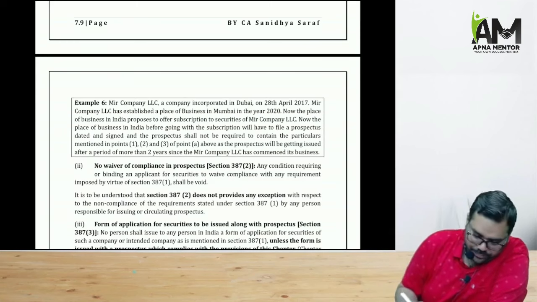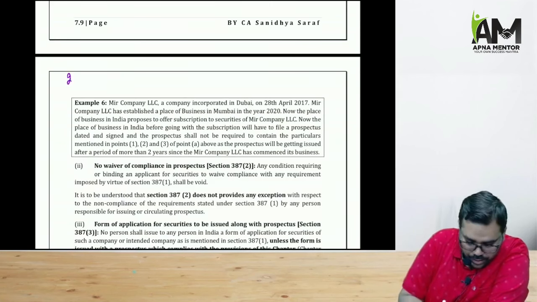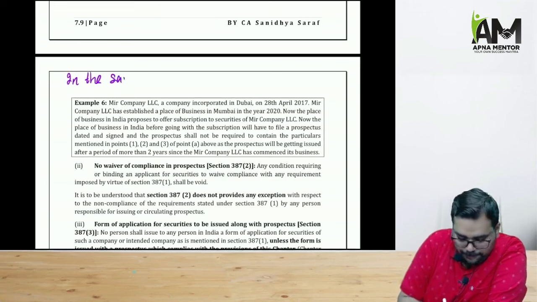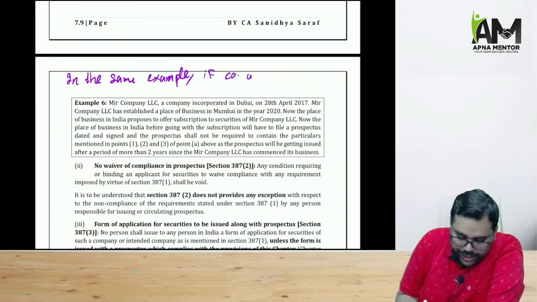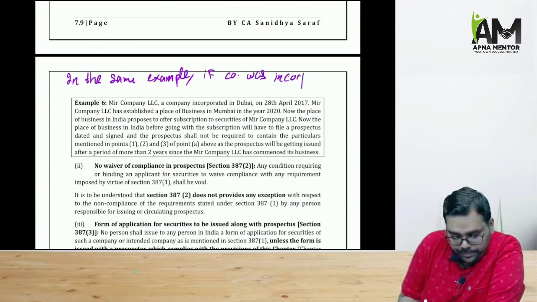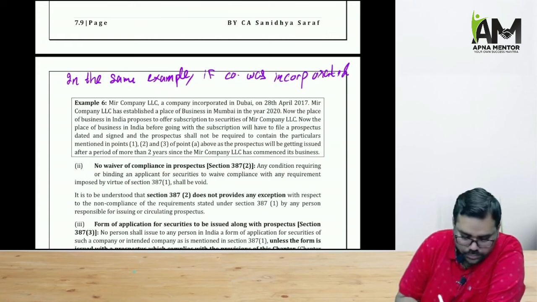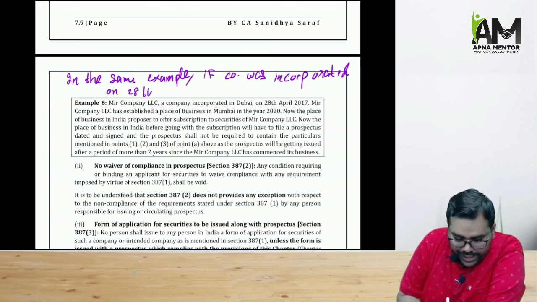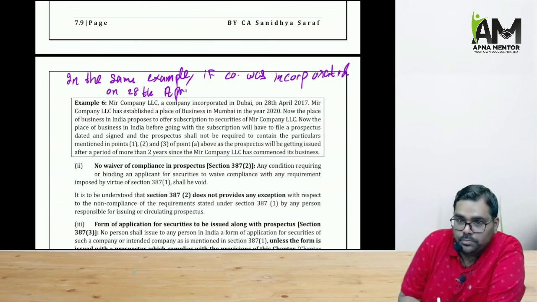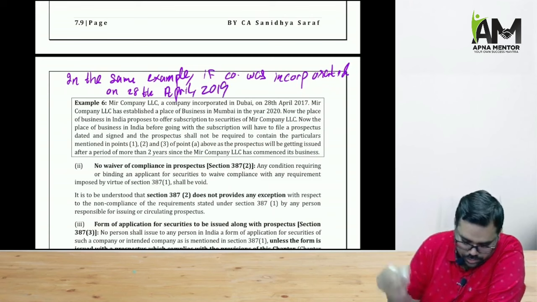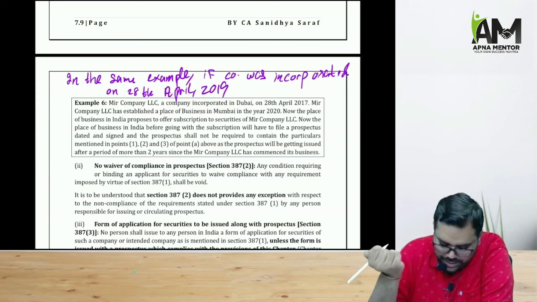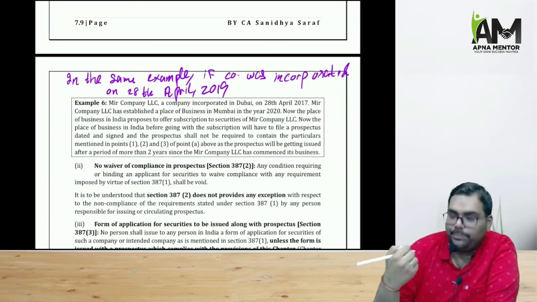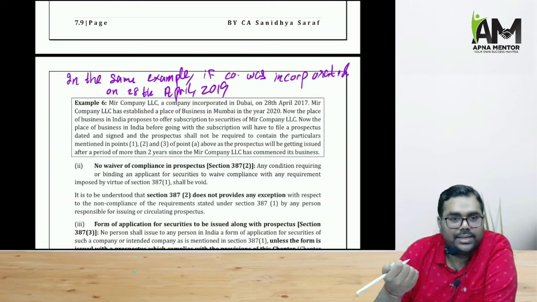So you just write here only in example 6. In the same example, if the company was incorporated on 28th April 2019, the prospectus will have to contain the particulars.